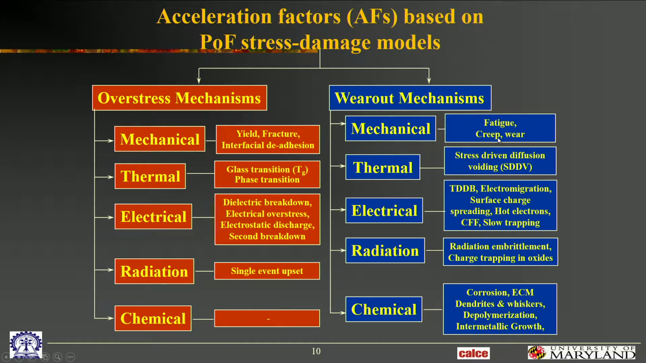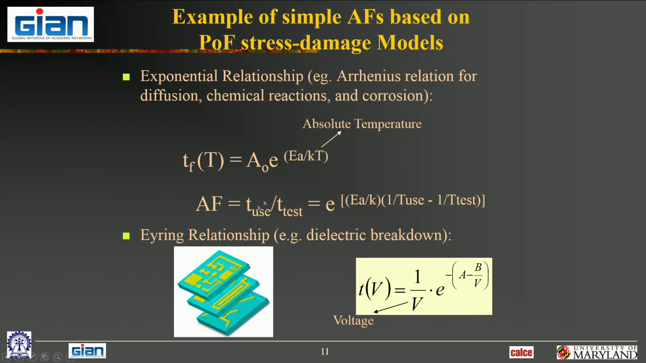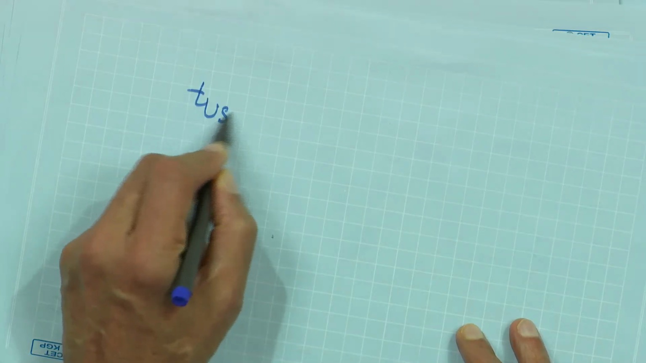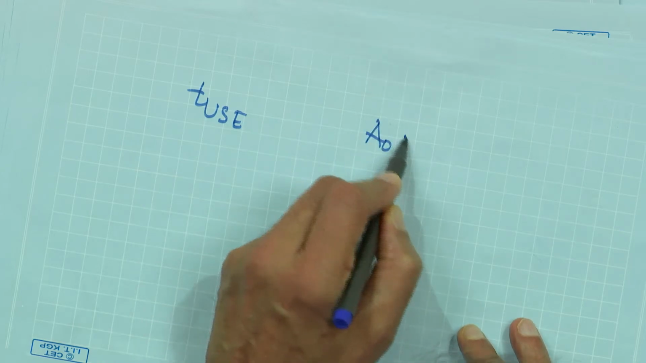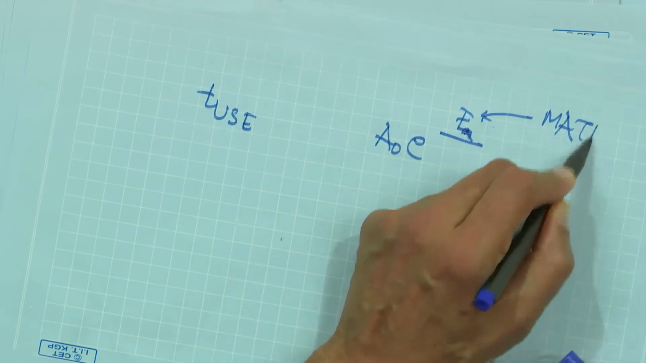For example, creep accelerates that way. Stress-driven migration accelerates that way. Electromigration accelerates that way. Corrosion accelerates that way. Quite a few accelerate as per this equation. If you want the acceleration factor, what you're trying to do is take the time to failure in the use condition divided by the time to failure in the test condition. So if I do that here, t_use is A naught e to the power activation energy. EA is a material property, okay? That's a material property.